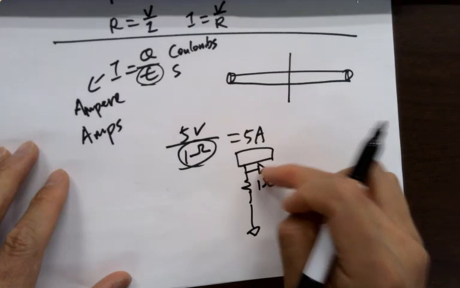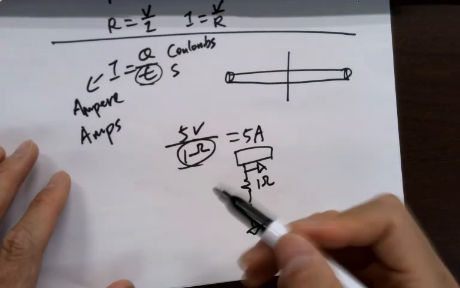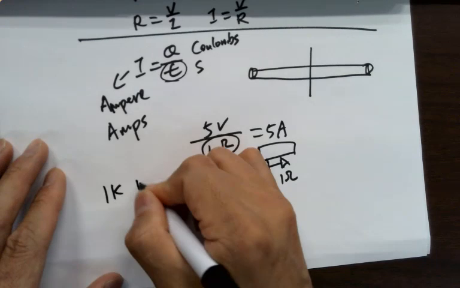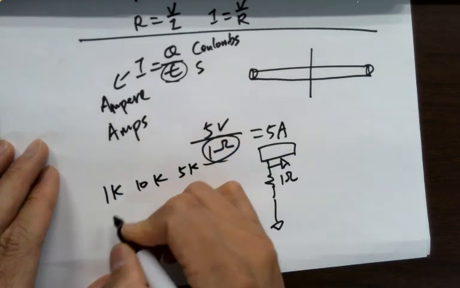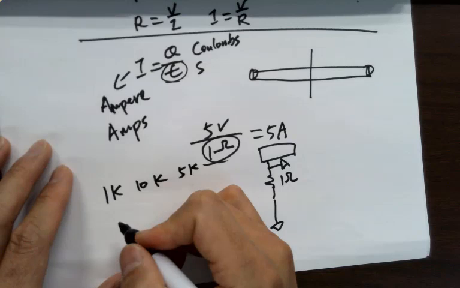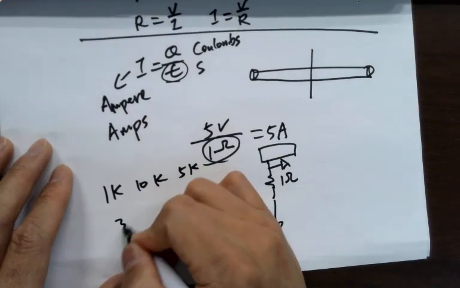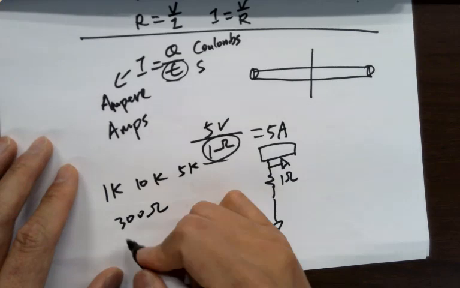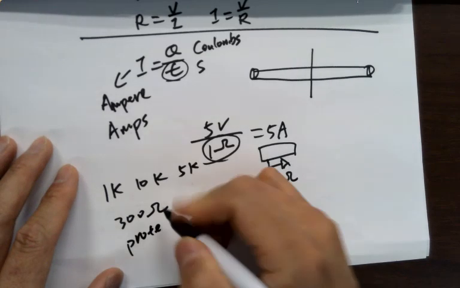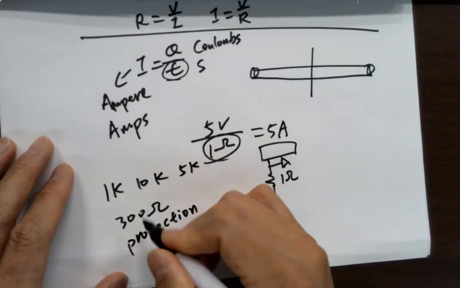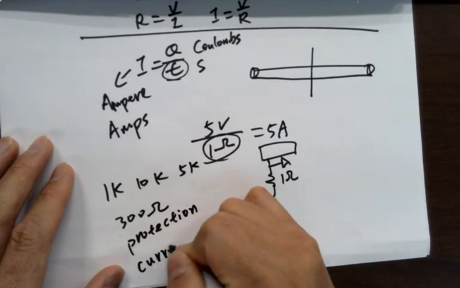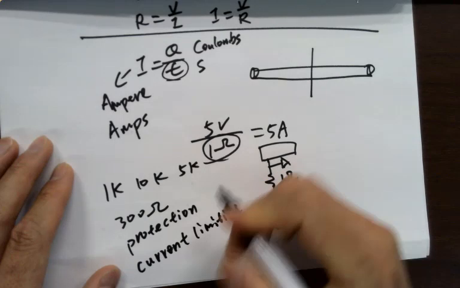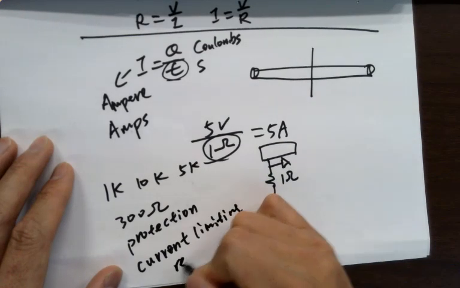So usually we don't use these little resistors. The most common resistors are usually like a 1K, 10K, 5K, or the smallest one I have commonly used will be like 300 ohms, and they're being used as a protection resistor or current limiting resistor. Why? We don't have a lab here, but you guys should know current limiting resistor.